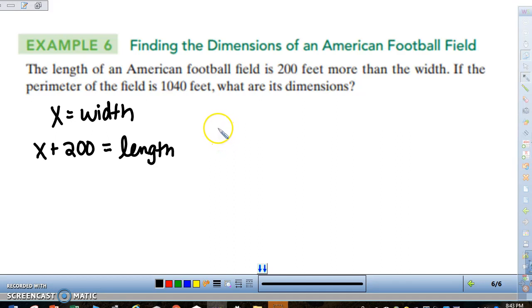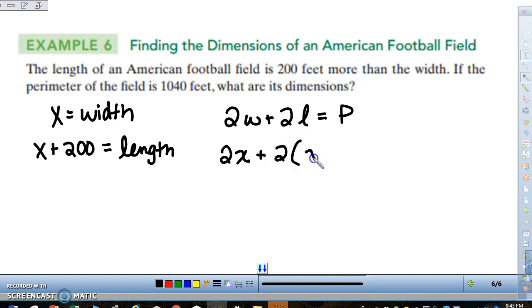We can then think about our formula for perimeter, which is 2 times the width plus 2 times the length equals the perimeter of a rectangle. So let's say 2 times our width, which is x, plus 2 times our length, which is x plus 200, is going to equal our perimeter of 1,040. Now we have our equation set up.